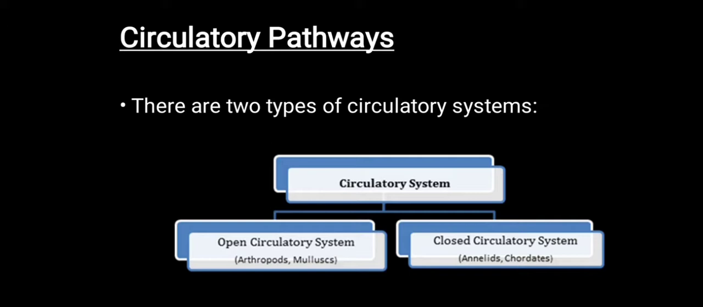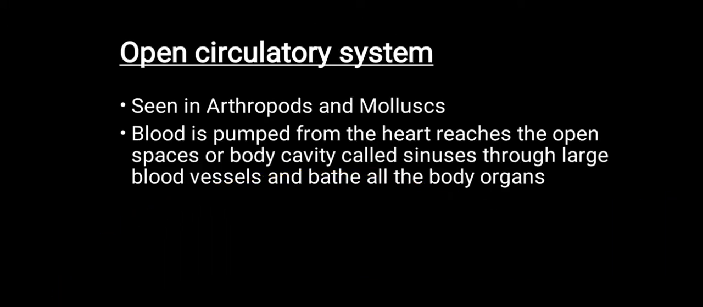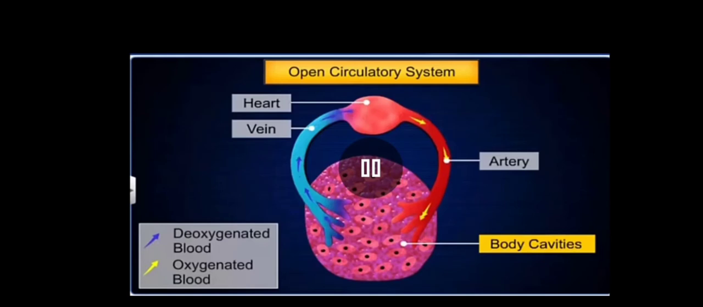There are two types of circulatory pathways, open circulatory system and closed circulatory system. The open circulatory system is seen in animals like arthropods and mollusks. In this type of system, the blood is pumped from the heart. It reaches the open spaces or body cavity called sinuses through large blood vessels and bathes all the body organs. This is a picture representing open circulatory system.